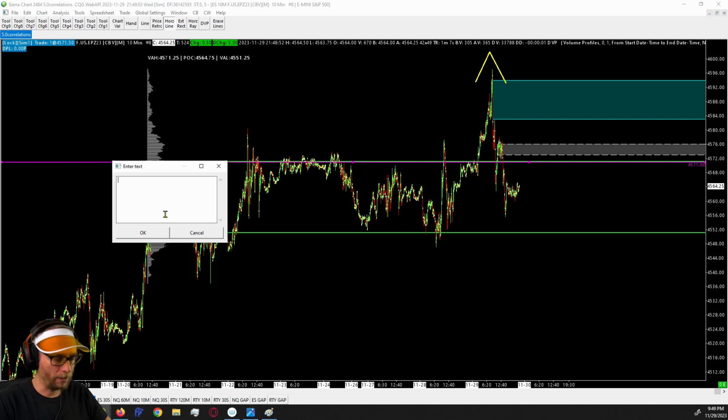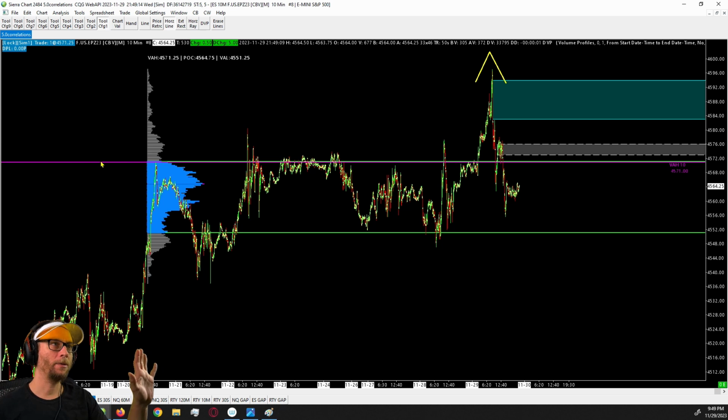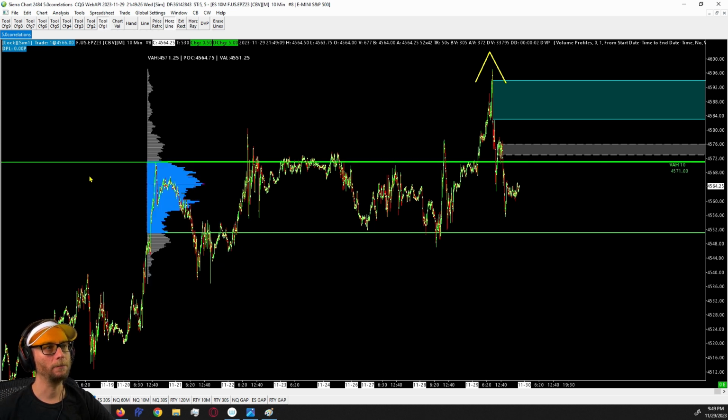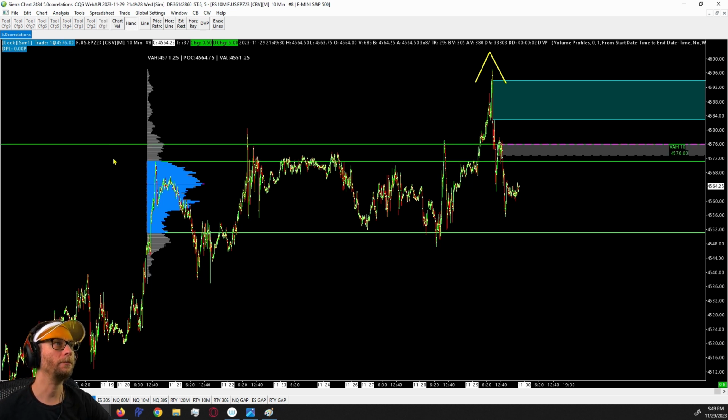So I'm going to put value area high on this, and then 10-minute. And then I'm going to color it green. It's not going to be white, because the problem also with developing value areas or curves that aren't done is those value areas are going to move up and down. So when that's happening, if you're not paying attention, it can be a problem.